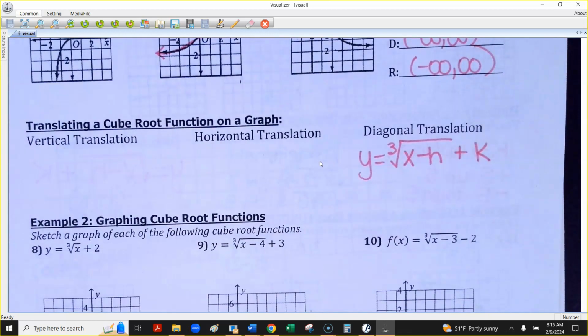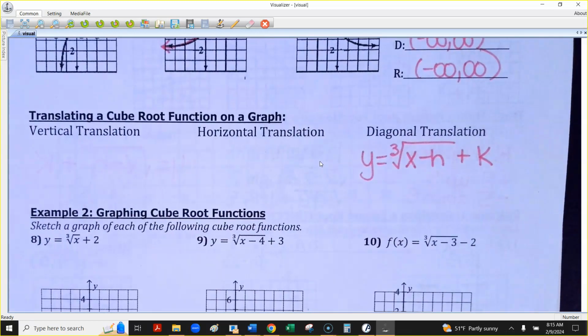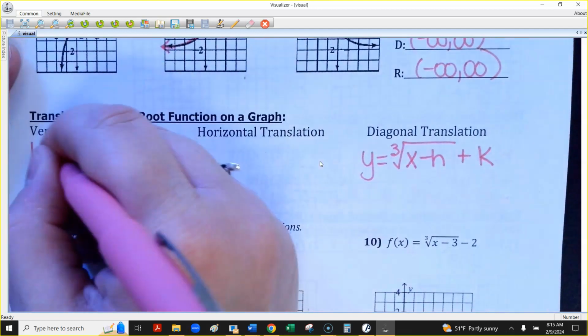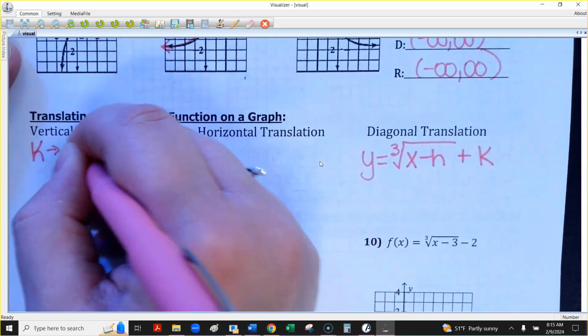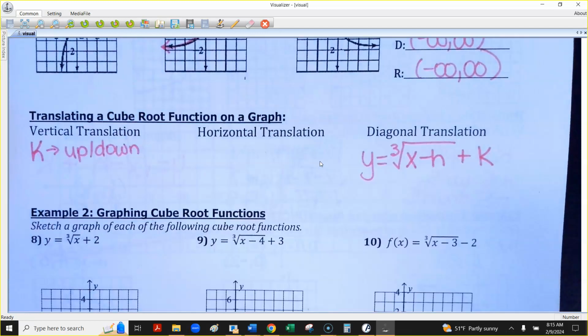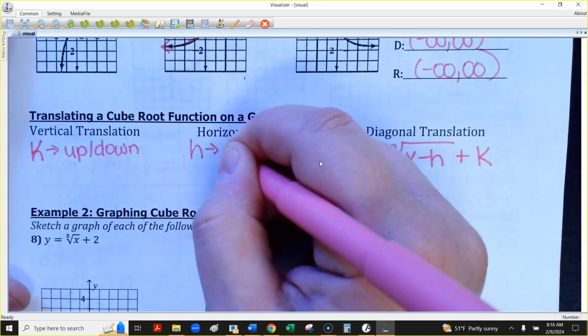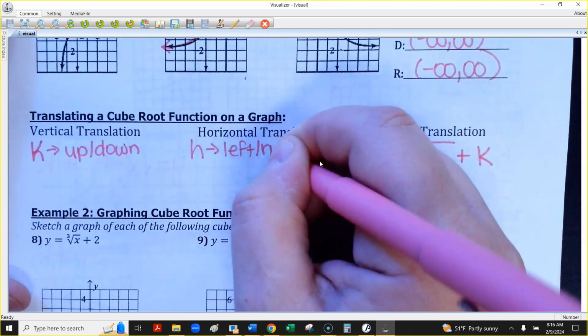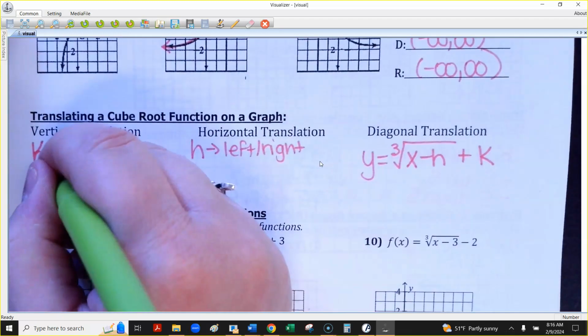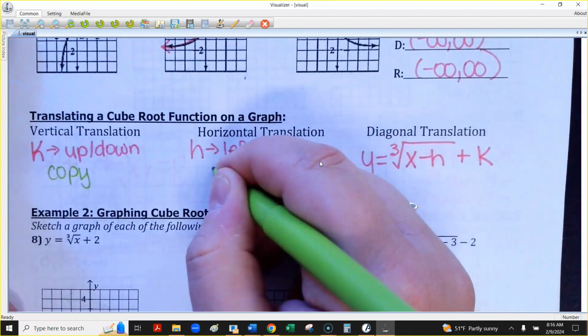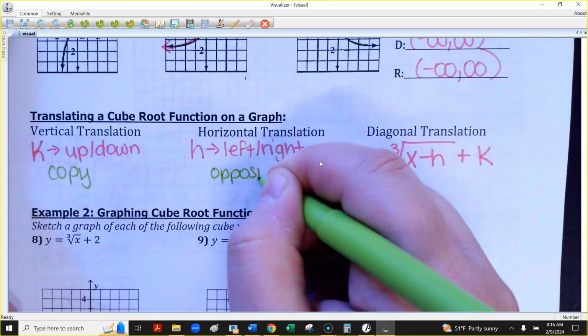That would be the same as the front. K is going to move your graph up or down, just like on the front. H is going to move your graph left or right. And I'm going to jot down for the K, you're just going to copy. And for the H, you want to do the opposite of what it looks like.